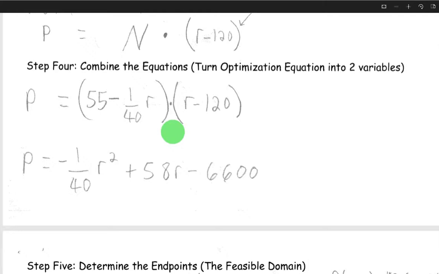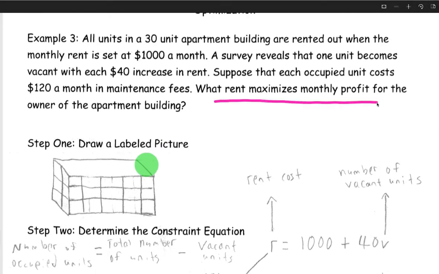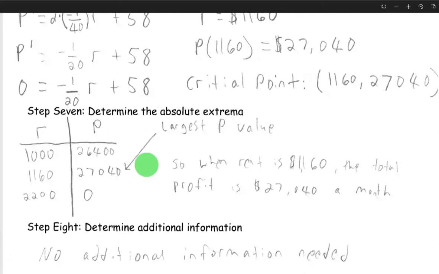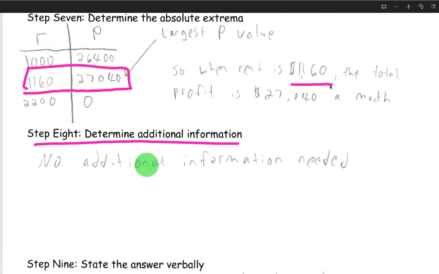Okay, so going to our example 3 of rent and maximizing that. Read the question. It says, what rent maximizes monthly profit? Well, fortunately for this one, we don't need to determine any additional information because for step 7, we answered the fact that 1,160 will give us a maximum profit. So step 8 is good for example 3.